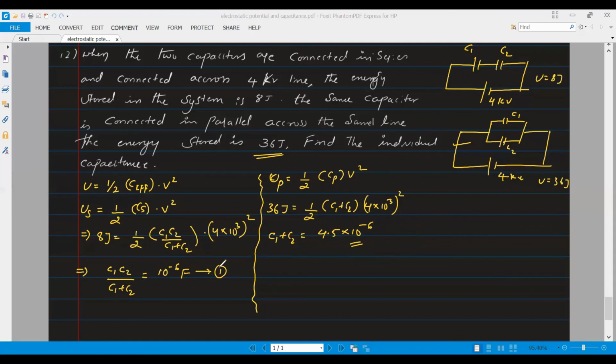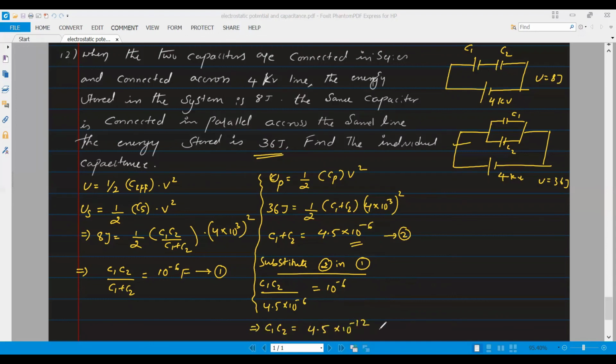Next, let us call this C1 plus C2 equation number 2. Substitute equation number 2 in equation number 1. Now it is going to be C1 C2 divided by 4.5 into 10 to the power of minus 6 is equal to 10 to the power of minus 6. Or we can write C1 C2 is equal to 4.5 into 10 to the power of minus 12. Let us write C2 is equal to 4.5 into 10 to the power of minus 12 divided by C1.